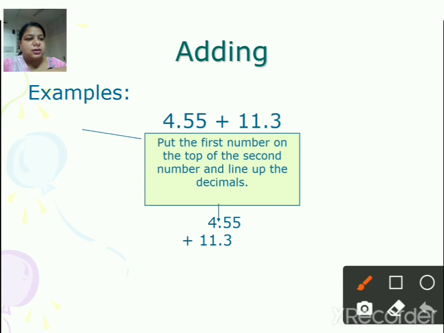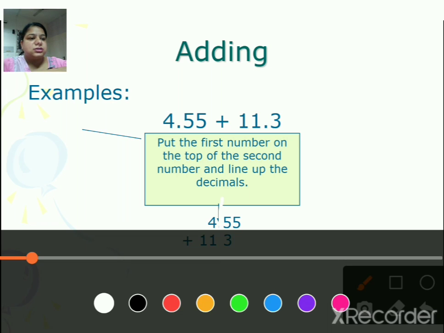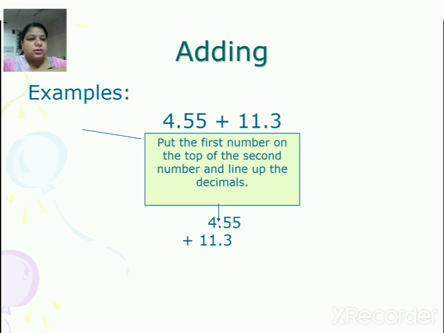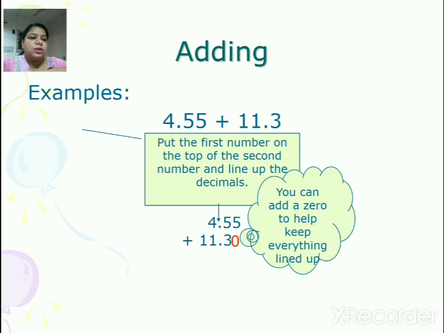You can check the decimals here are in one line only. You can check here the decimals are in one line only, right? So here is the line where all the decimals are. Okay, so you have to line up the decimals, and now what will you do? You can add a 0 to help keep everything lined up. So wherever you don't have any digit, there is a free space, you can put 0 there. That is up to you. This is only for your convenience, right?